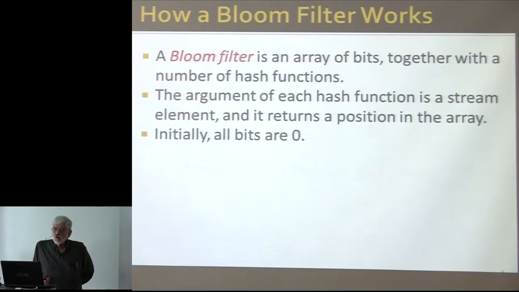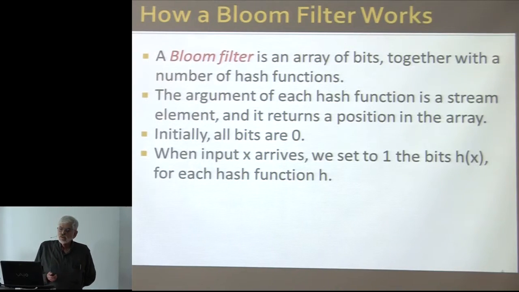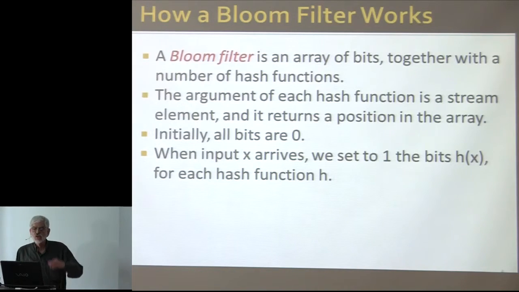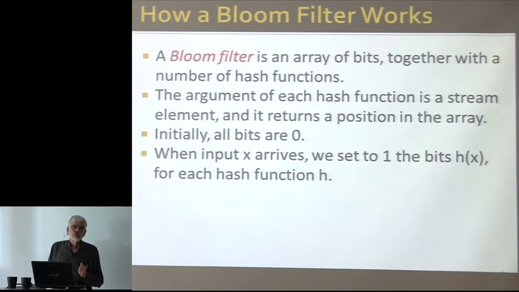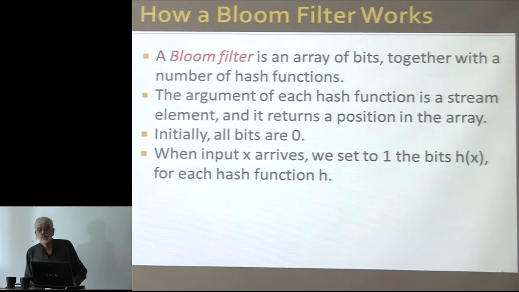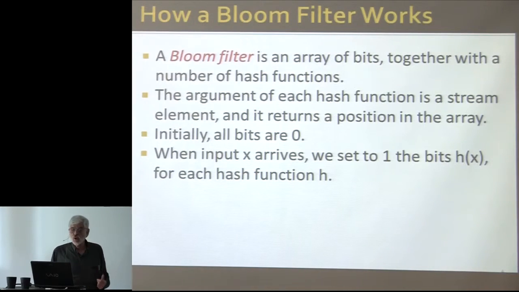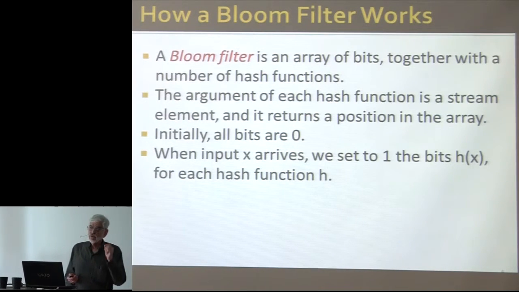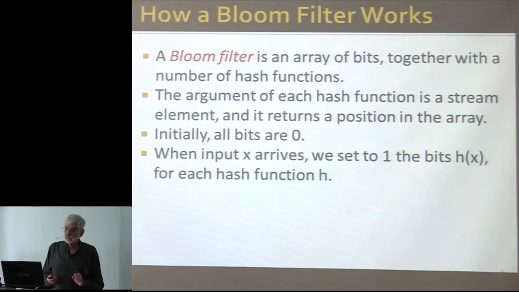Now, you start off with the Bloom filter being all zeros, and when an input arrives, say x, we hash x, and if h is one of the hash functions, we set the bit h of x to 1. Now, it may already have been 1, that's okay, but it will surely be 1 after x arrives. And we do that for every hash function.